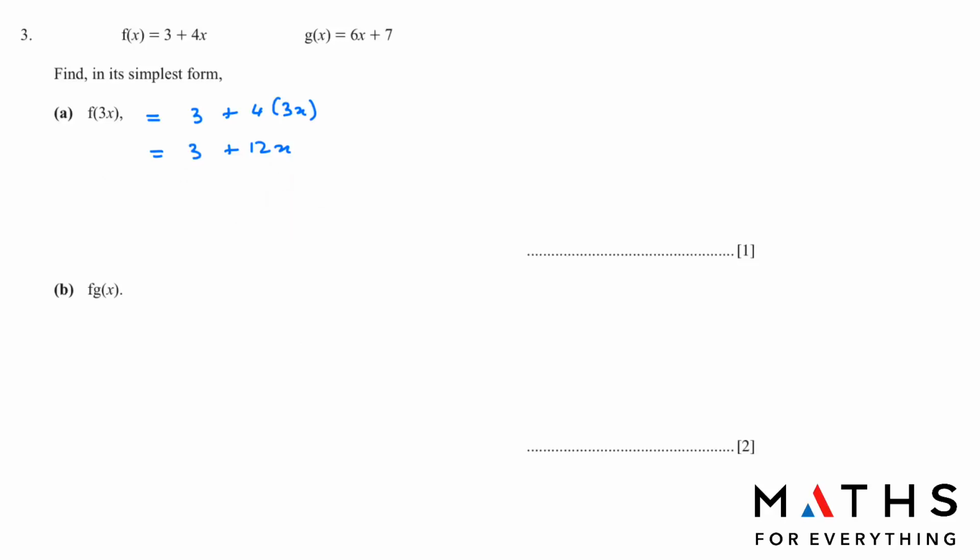Now part B is again a composite function, f of g of x. We write f first. f is 3 plus 4x. But in place of x, we are going to substitute g of x, which is 6x plus 7. 4 multiplied by 6 is 24x, and 4 multiplied by 7 will be 28. This will give us 24x plus 31. So we are done with this question.